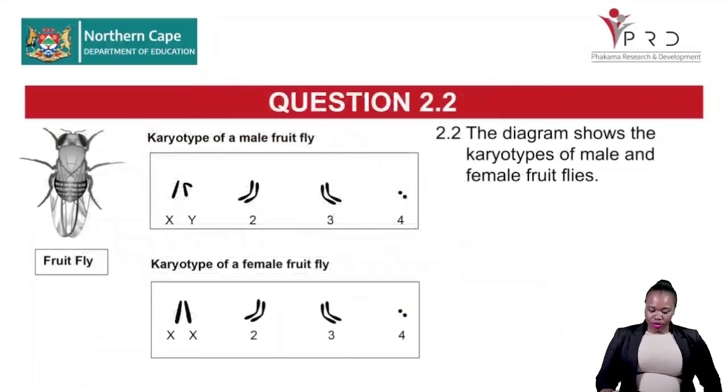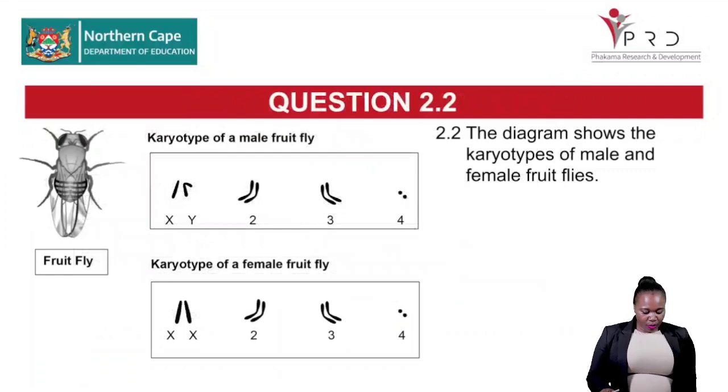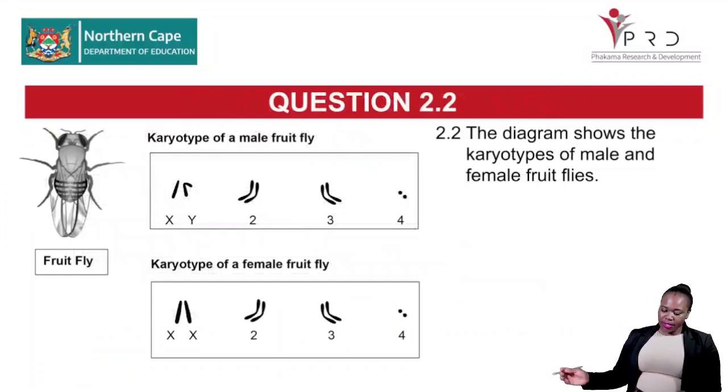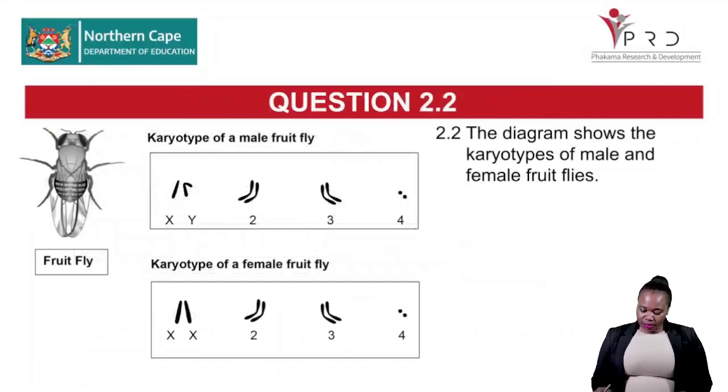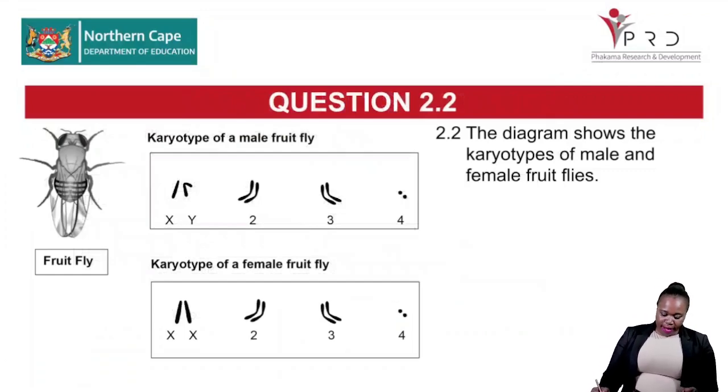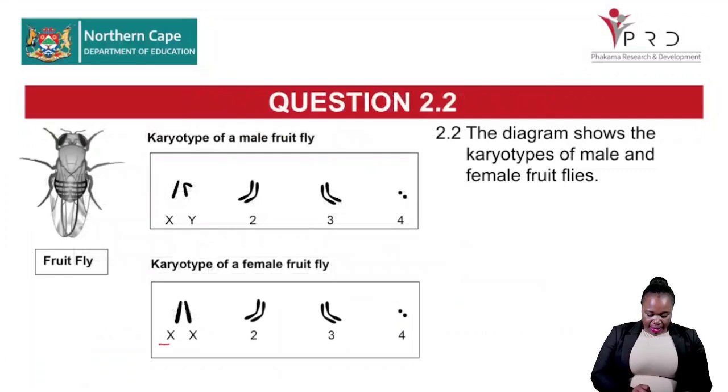All right, let's have a look at 2.2. We are looking at the diagram of a karyotype of a male fruit fly and the karyotype of a female fruit fly. It says here, the diagram shows the karyotypes of male and female fruit flies. So there we have our fruit fly, and we have the XX for the female, and we have the XY for the male, and then 2, 3, and 4 are the same.